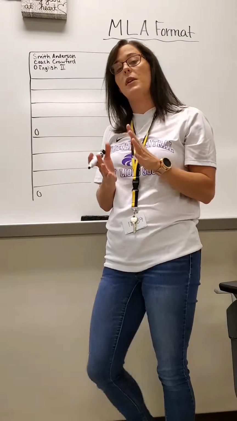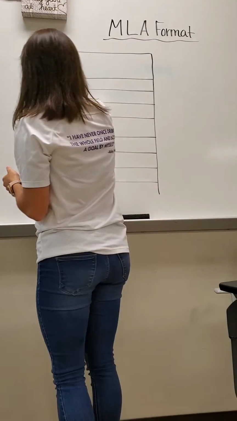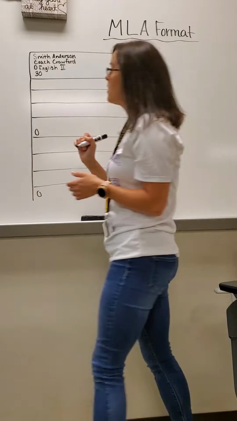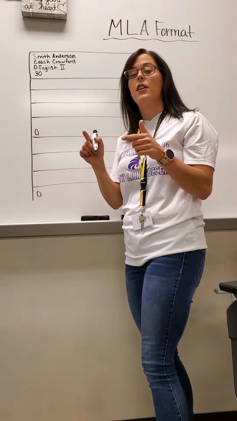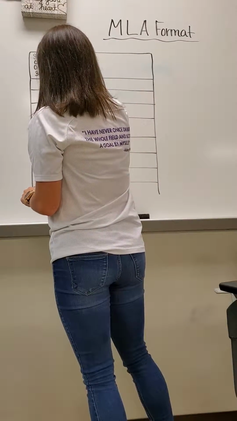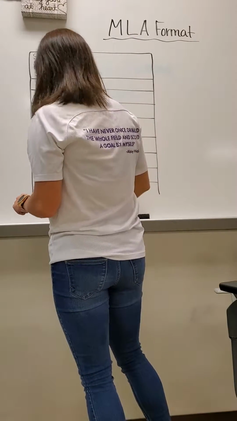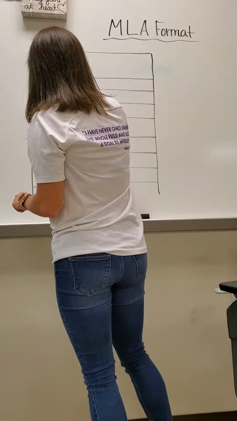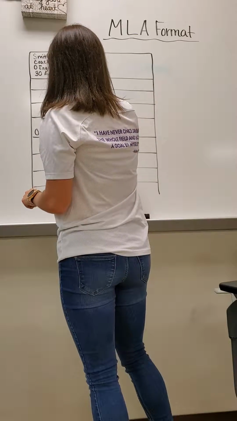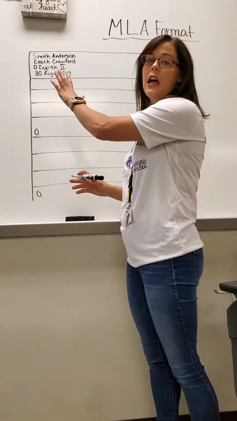Now, this looks a little bit different. You are going to put the day first. So today is the 30th. Then you put the month and then the year. So 30, August 2019. That all goes on the top left.